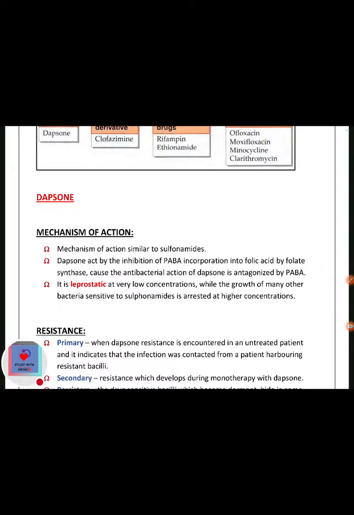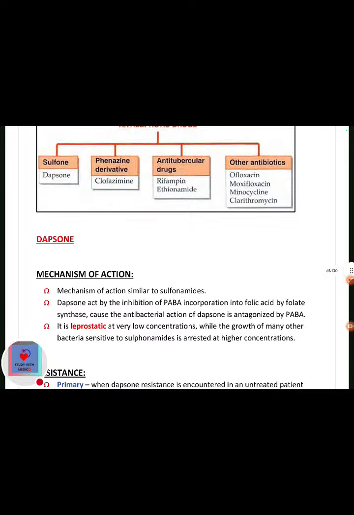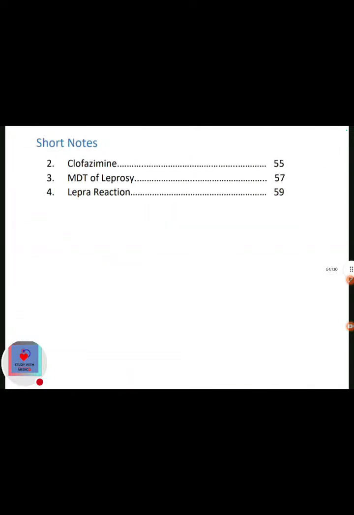Dapsone's effectiveness as an antibiotic depends on its ability to inhibit DHPS and thus prevent the utilization of PABA in folic acid synthesis. Okay, so this enzyme is responsible for converting PABA to dihydrofolic acid, a precursor of folic acid. So by blocking DHPS, dihydropteroate synthase, it blocks that function.